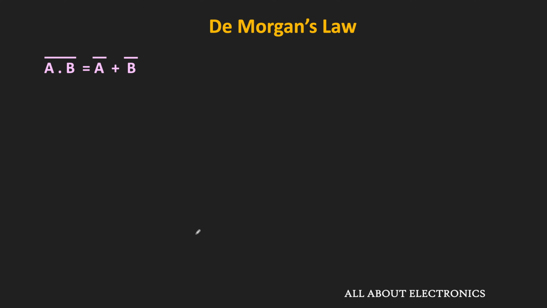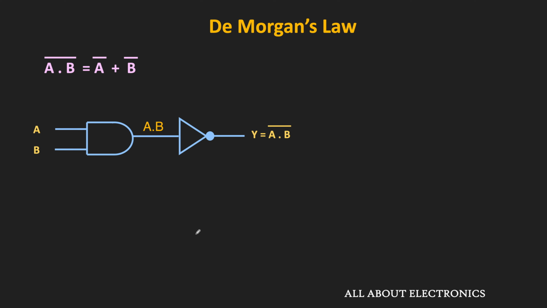So as per the second law, the complement of the A dot B is same as A bar plus B bar. So first of all, let us see the same from the logic gate perspective. So this A dot B whole bar is equivalent to the AND gate followed by the NOT gate. So the output of this AND gate will be equal to A dot B, and this NOT gate inverts that output. That means the overall output of this combination is equal to A dot B whole bar.